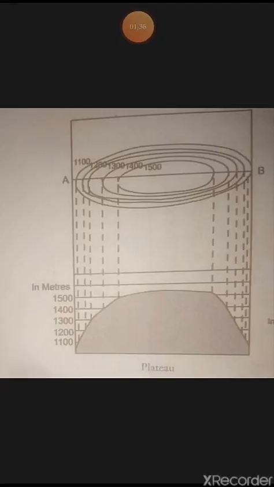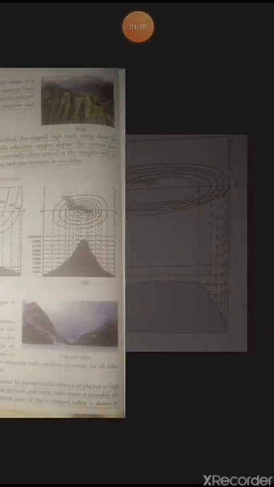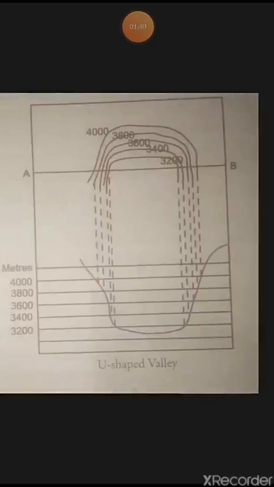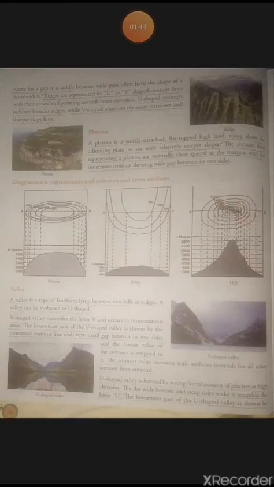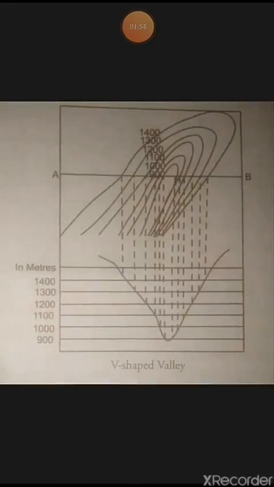Now, a valley. A valley is a type of landform lying between two hills or ridges. A valley can be V-shaped or U-shaped. A V-shaped valley is a narrow valley with steep slopes. A V-shaped valley resembles the letter V and occurs in mountainous areas.